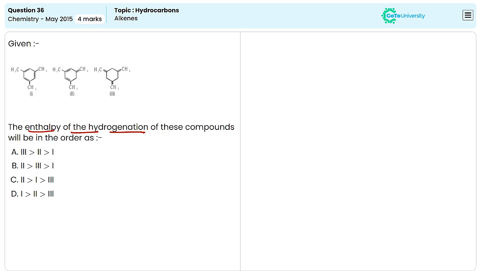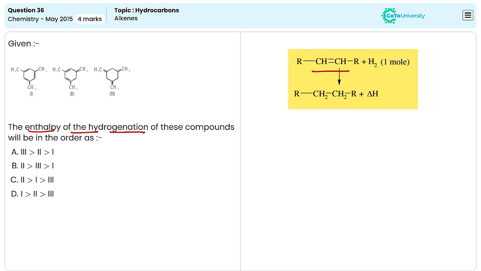The overall reaction can be represented generally as per the given equation. Here we can see that the alkene reacts with a hydrogen molecule, and then they are converted into an alkane by the liberation of a particular amount of heat energy, which is denoted by delta H. This delta H is known as the enthalpy of hydrogenation of the alkene.